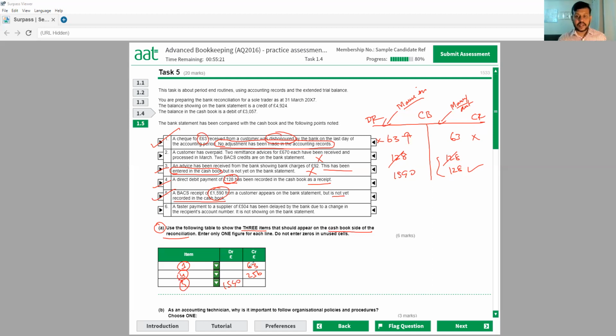It can be very simple. It can give you very easy, quick marks in the exam, a 6 marks question for this one, if you understand it. All right, let's move to the next one.